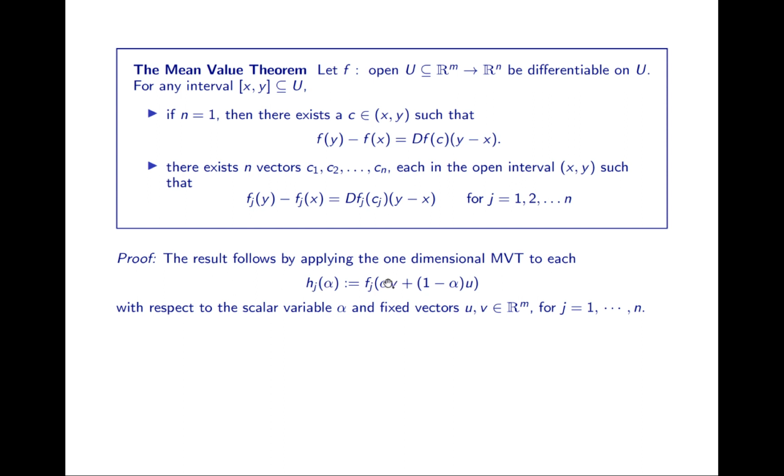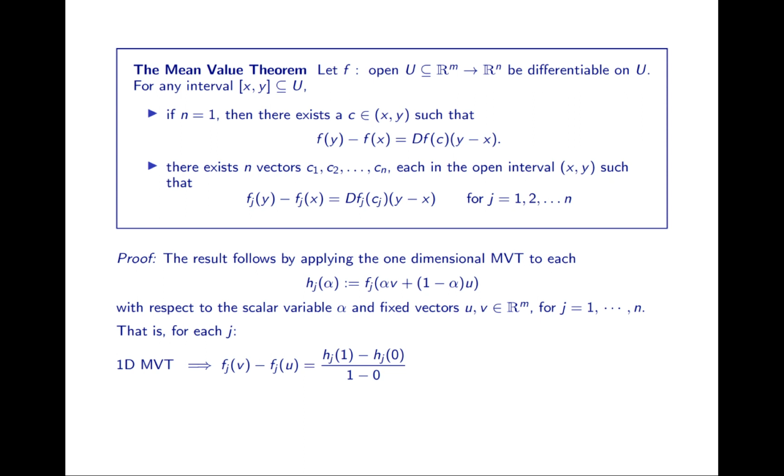So notice, alpha is a number between 0 and 1, and h is a number. So h of alpha is just a real function of a real variable. It's a calculus 1 style function. It passes through a vector. This input here is vector valued, but if I treat this as a black box, in goes a number alpha, out comes a number h. So I can apply the one-dimensional mean value theorem to that.